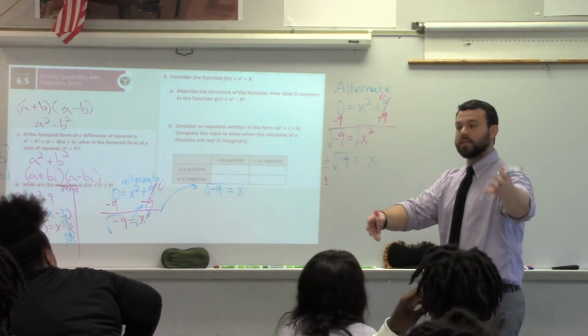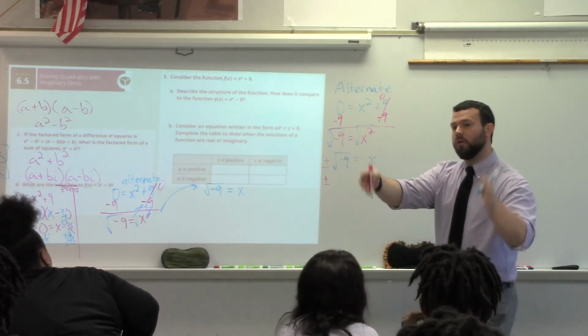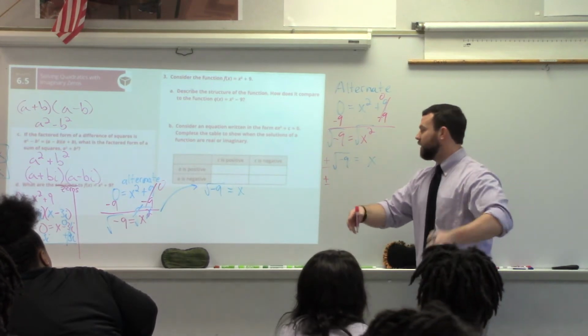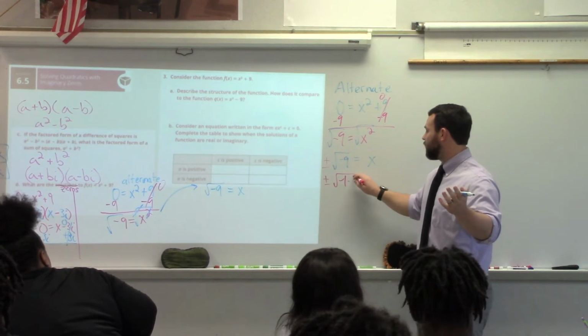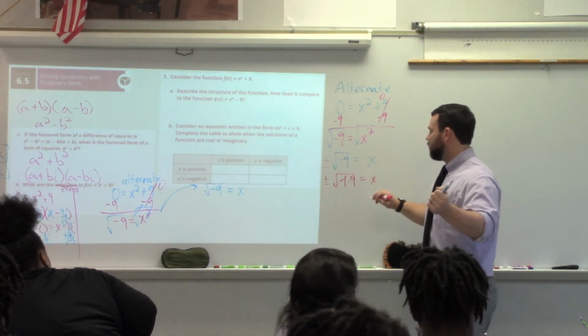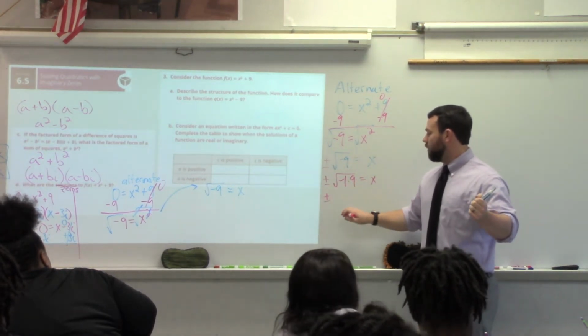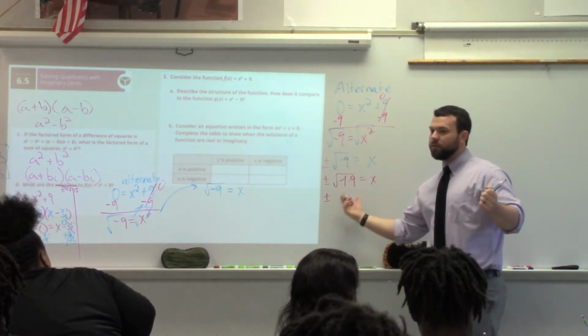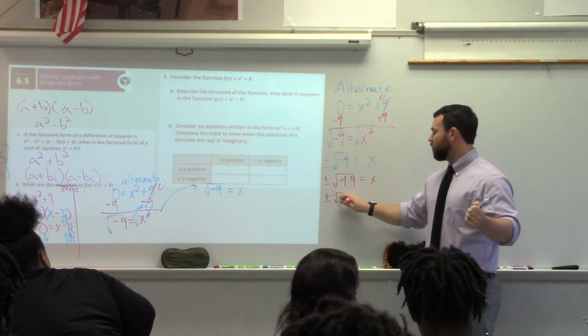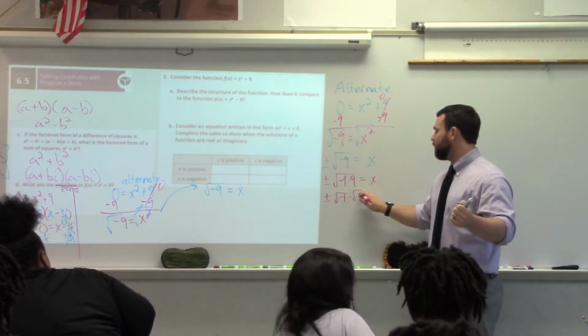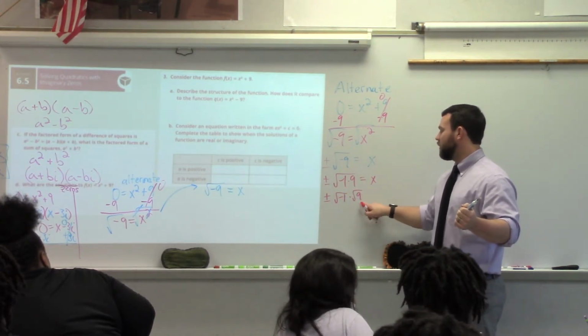It's going to be a 3i, but I want you to focus on how to get there, right? It's the reasoning behind it. So remember, negative 9 is negative 1 times 9, right? And then what can we do with that square root now? Break it up into how many? 2. So square root of negative 1 times the square root of 9 now.